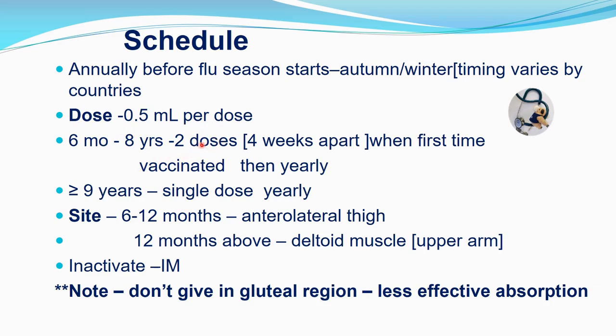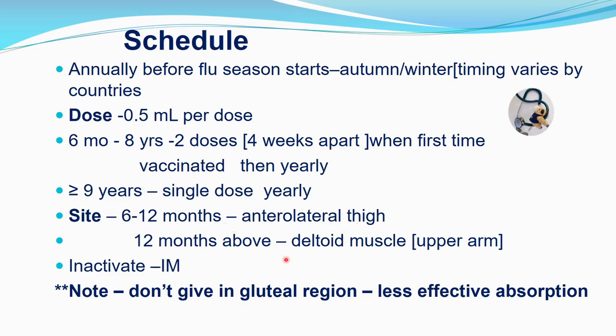Dose is 0.5 ml per dose. For 6 month to 8-year-old children, 2 doses are required 4 weeks apart. That is, 1 month apart you give 2 doses when you are giving the vaccine for the first time to the child. After that, every year you are supposed to give it. And for children 9 years and above, just a single dose every year.